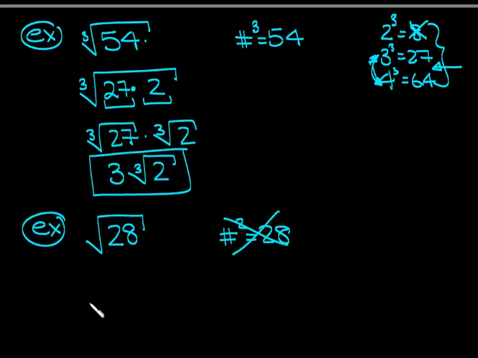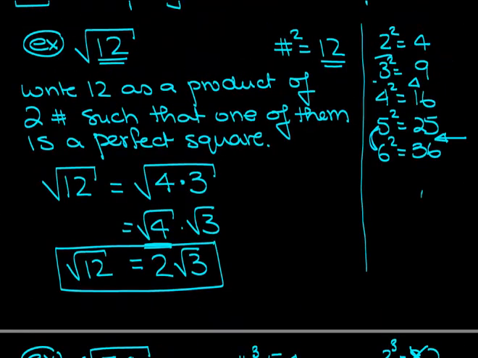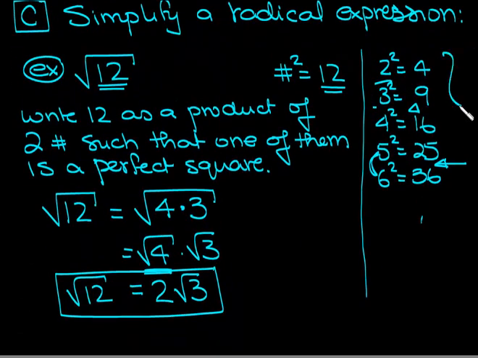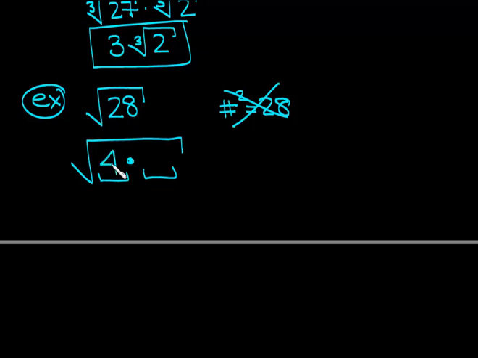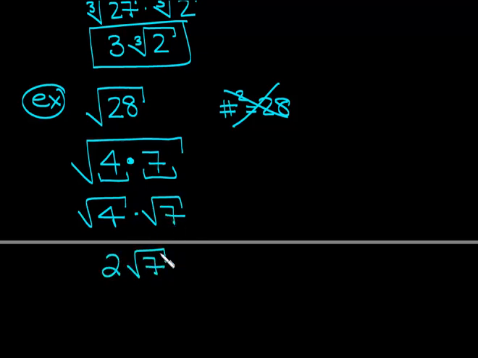So now ask yourself, can I find two numbers such that the product of that is going to give me 28, and one of them is a perfect square? So we're looking for a perfect square. Here are all my perfect squares. Does 4 times something give me 28? Sure, it is 4 times 7. So that works, 4 times 7. So I get square root of 4 times square root of 7. So I end up with 2 square root of 7. So that's how 28 breaks down into 2 square root of 7.